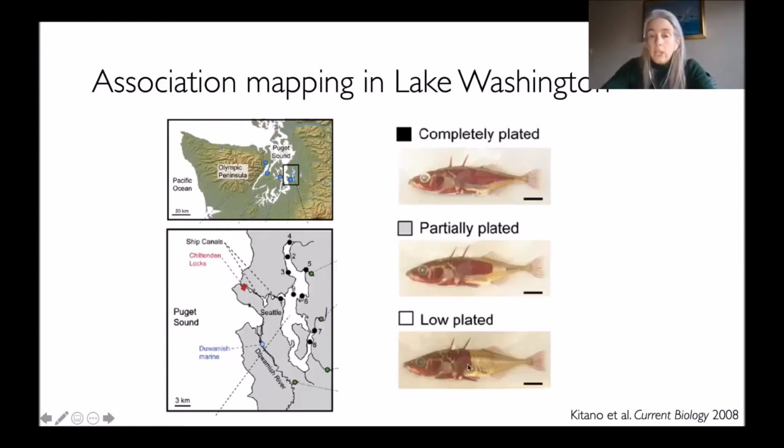And their genotype at EDA, I'm now going to switch from calling it the marine genotype. They're homozygous for the marine allele. We're going to call it CC for complete. These partially plated fish are heterozygous for the marine and freshwater allele, and they're CL. And the low plated fish have the two freshwater forms of the haplotype, and they're the LL genotype. So I'm going to use these CC, CL, and LL genotypes.